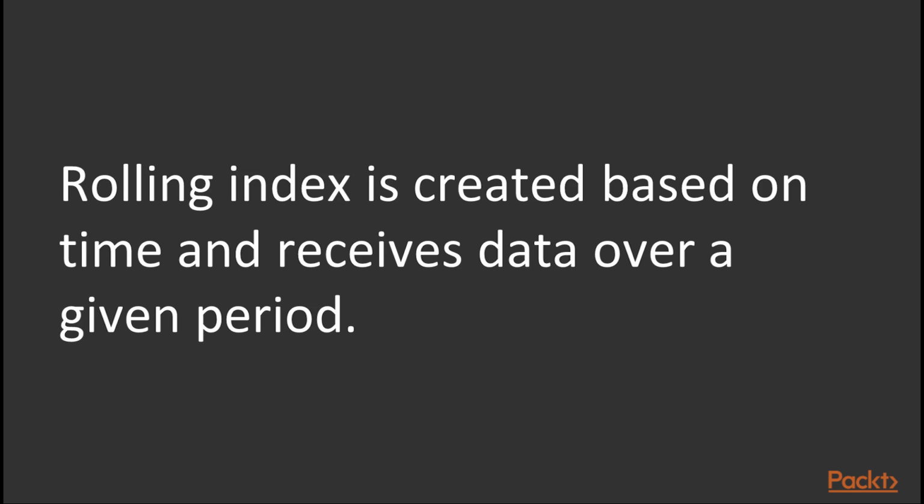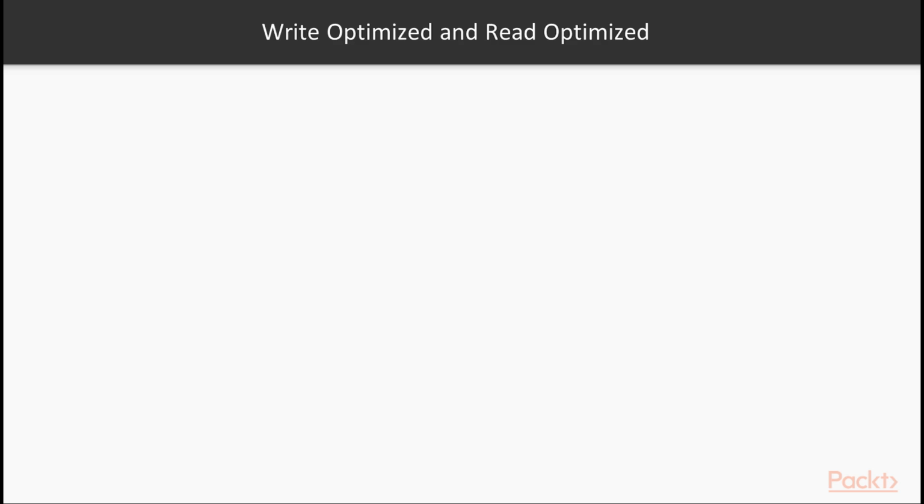Now let's take a quick look at rolling indices. As the name implies, these indices are created on a rolling or continual basis. The best example of a rolling index would be log data, where, based on time series data, indices are created over a given period of time, with indices containing older data being archived. While Elasticsearch is generally read-optimized for search, the nature of rolling indices requires that a given index be write-optimized during periods of huge data ingestion.